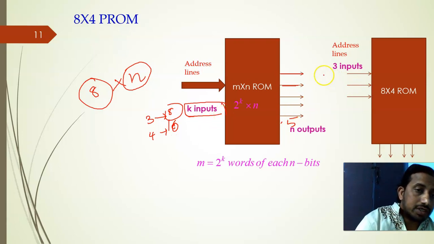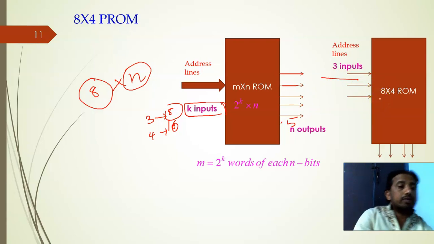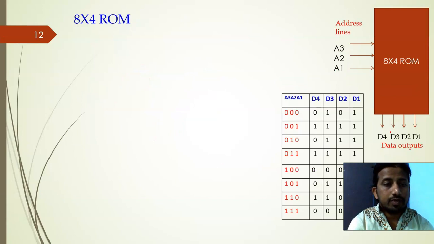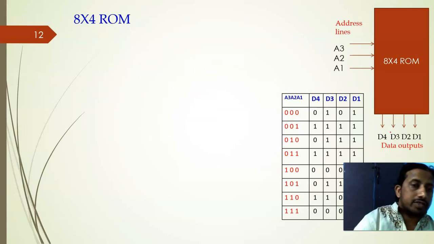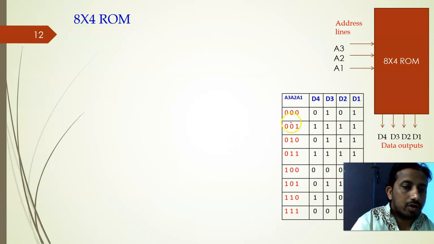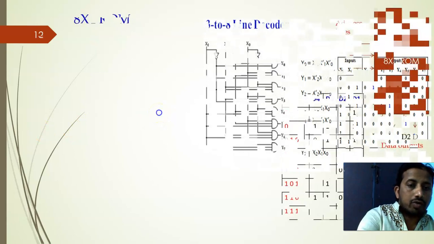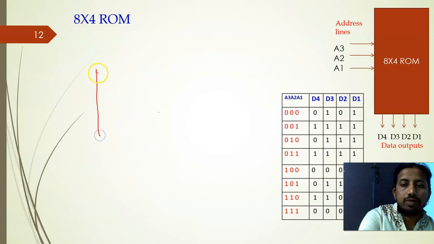So you can see this example, 3 inputs are there, 8 words can be stored using 3 address lines, and each output word is of 4 bits. This is one example of a ROM. You can see 3 address lines, and these are the outputs. The same thing you can represent in decoder style. So here D1 output is what, D2 output is what. A very simple example is this one.